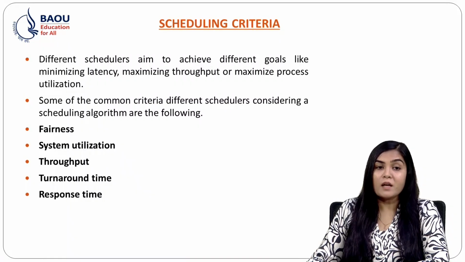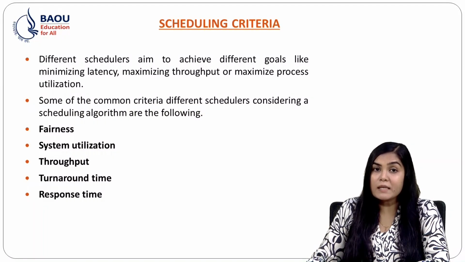First is fairness, second one is system utilization, third is throughput, fourth is turnaround time, and fifth one is response time. So let's understand. First is fairness. All processes should be able to use the CPU fairly, especially comparable processes. Fairness is a way in which the scheduler tries to allocate the CPU to comparable processes at a comparable rate so that equitable access to resources is granted.